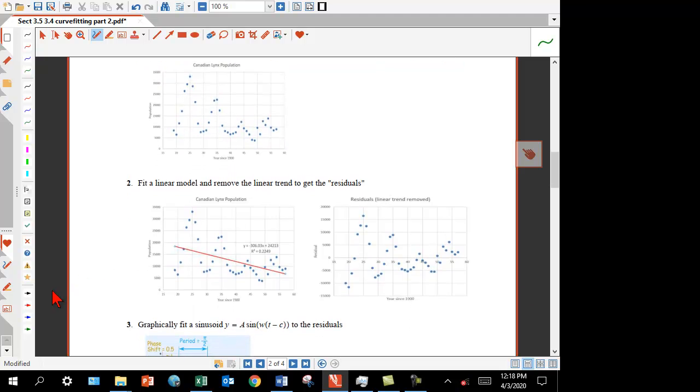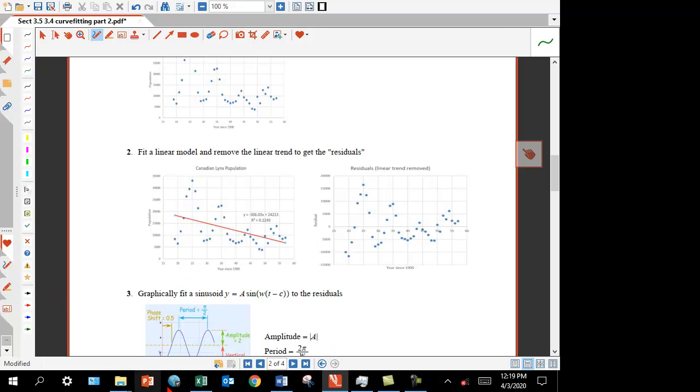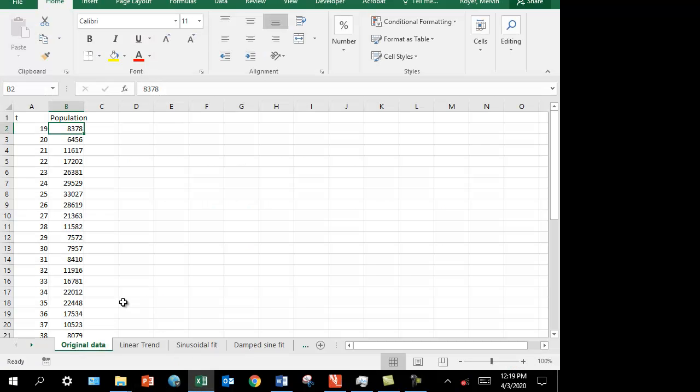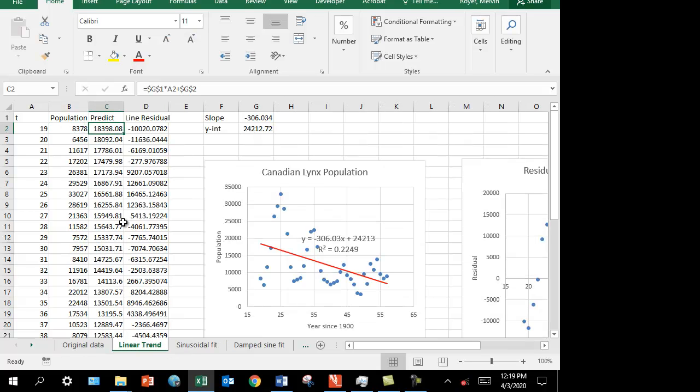If I try a linear model, so back to the spreadsheet, here's the original data, and now there are several tabs. If I go to the linear trend, what I have done is graphed a scatter plot and had Excel add a trend line.